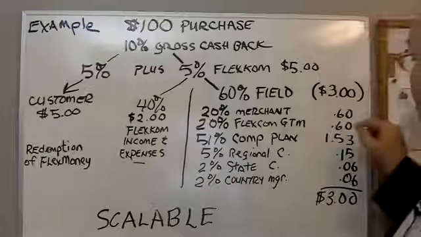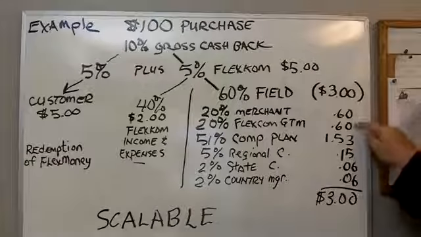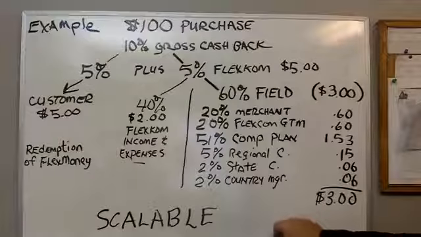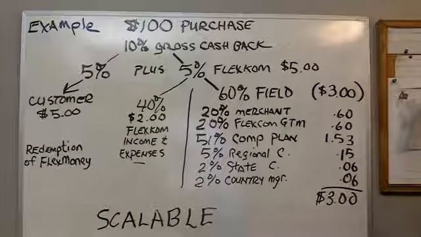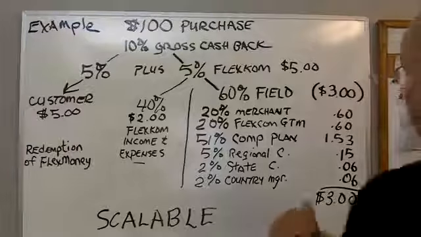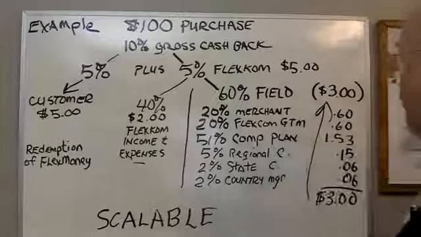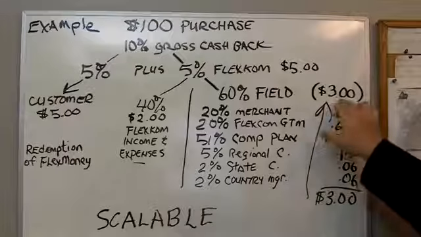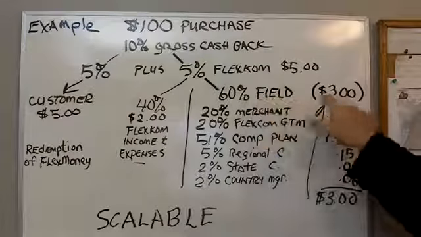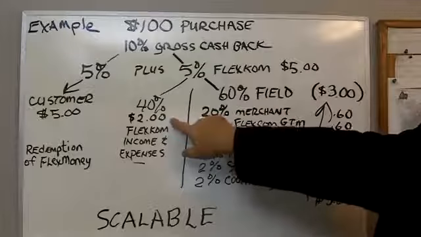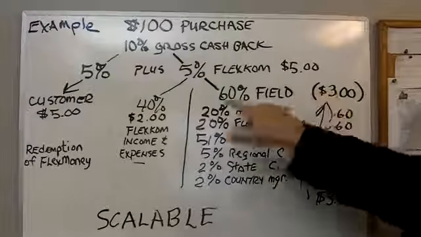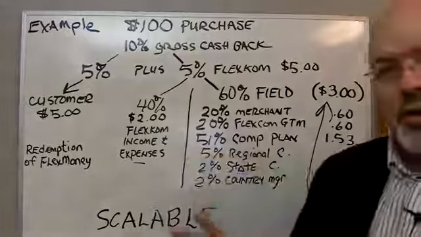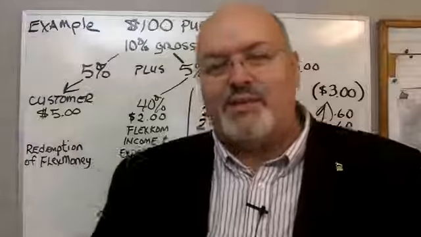So if you add up all of this over here and take a look, you add up 60 and 60 and $1.53 and 15 cents and 6 cents and 6 cents, it ends up being $3. And that $3 right there balances to this $3. So $3 is the 60%, plus the $2 that's the 40%. 60 and 40 is 100%. 3 and 2 is 5. 5 and 5 is 10. So the whole thing balances. So that's the way that this works.